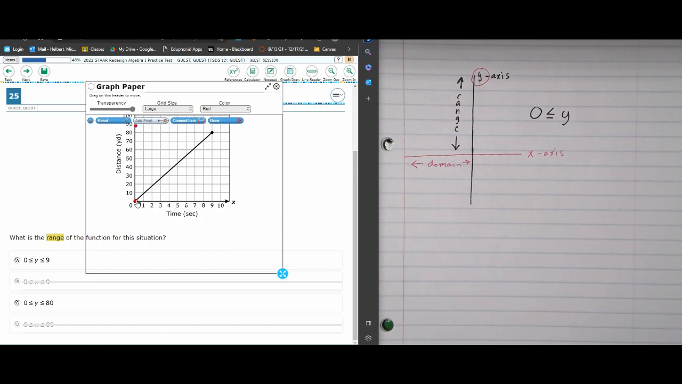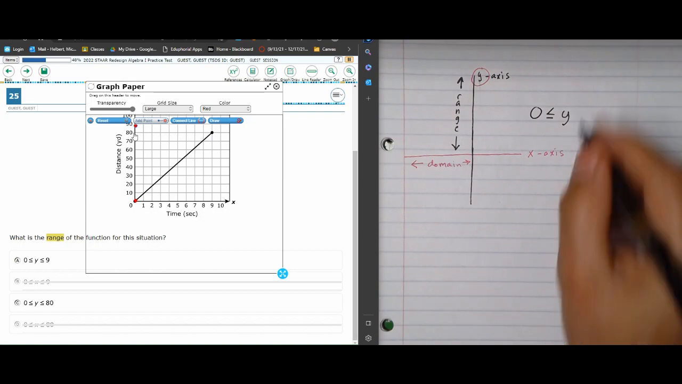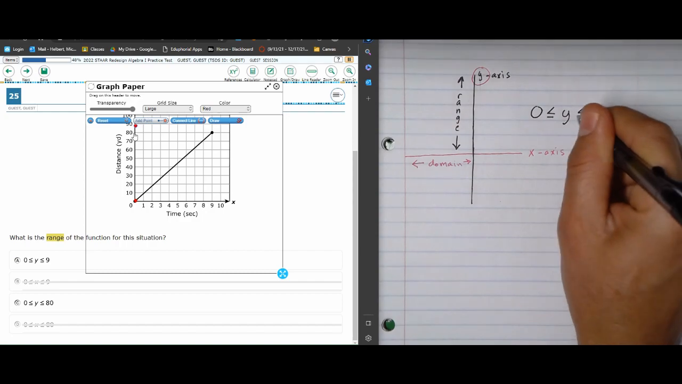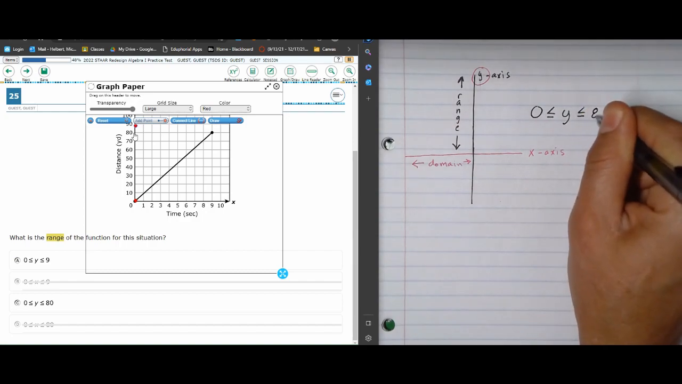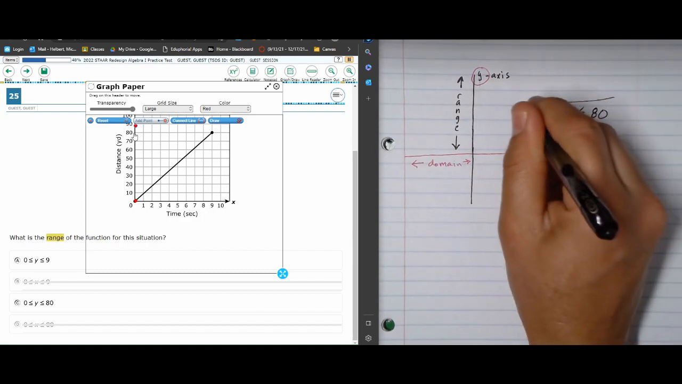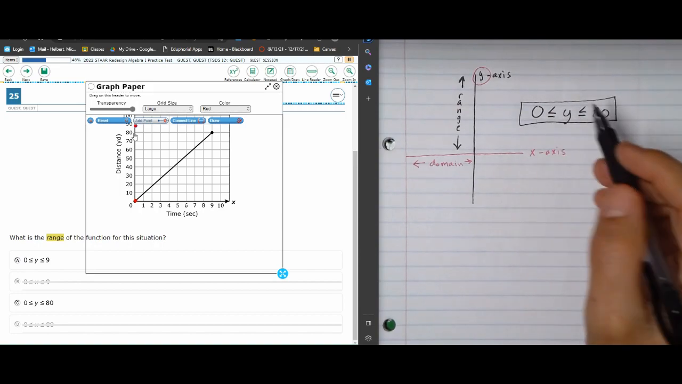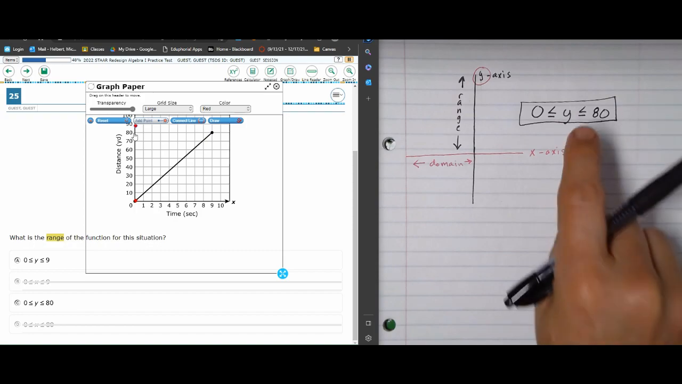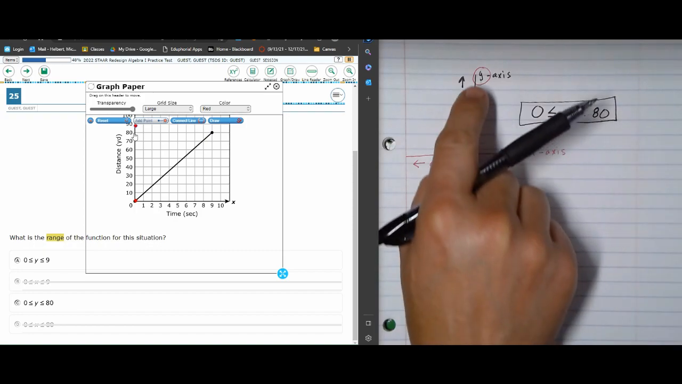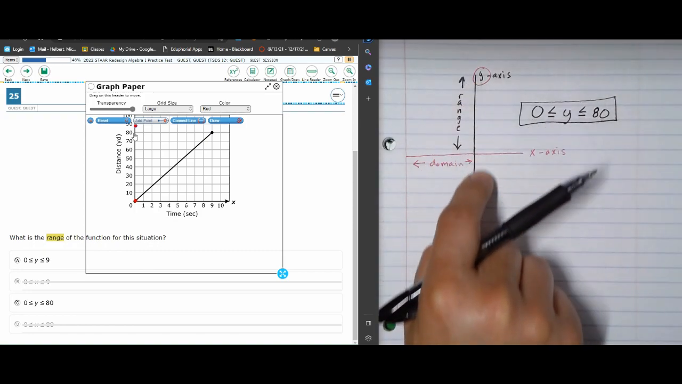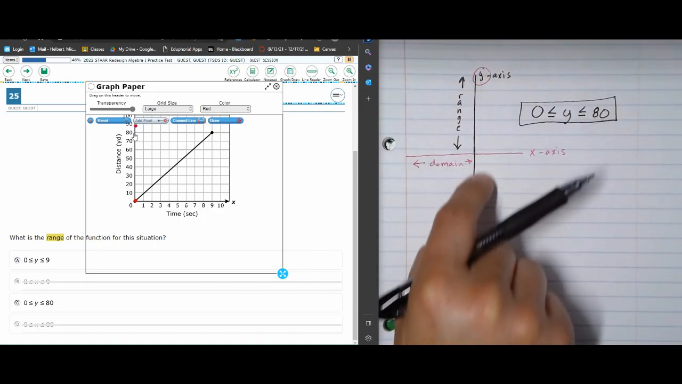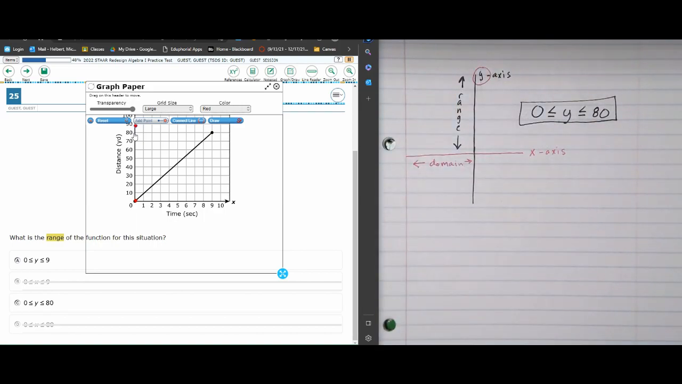The lowest it went is 0. So that tells me, since I know the highest it went and what lines up with this point right here is an 80, I'm going to go ahead and write over here, this has got to be less than or equal to 80. So that is my range. My lowest value goes on the left, my highest value goes on the right. And I have a y in the middle because that is the axis that we are looking at to determine how far it goes up or down.